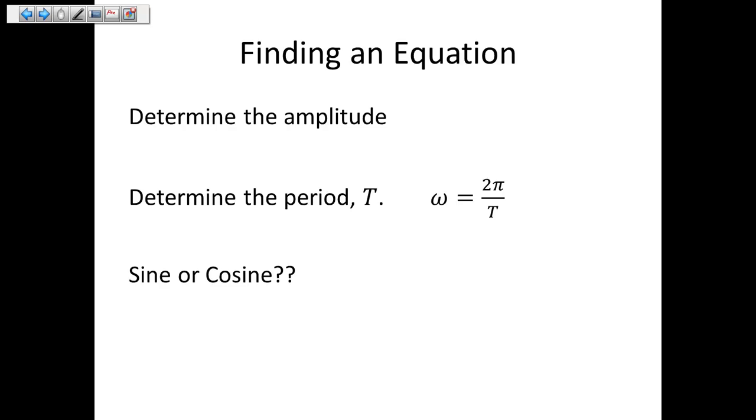Now, is it going to be sine or is it going to be cosine? That might be a big question. Do I want to make this a sine or do I want to make it a cosine function? Well, if it goes through the point 0, 0, make it a sine. If not, you probably want to make it a cosine. Now, I can't say that's always the case, but that's always a good rule of thumb. If it goes through the origin, make it a sine function. If it doesn't go through the origin, make it a cosine function.